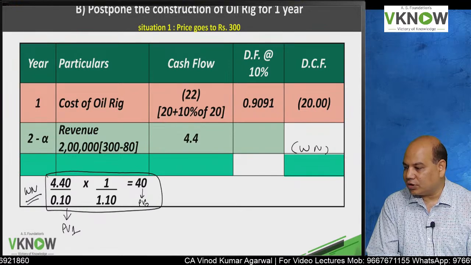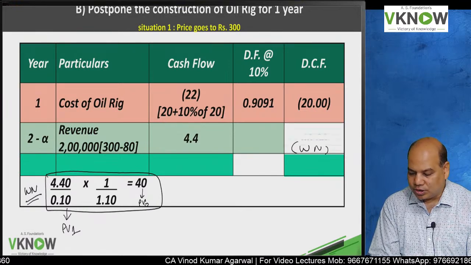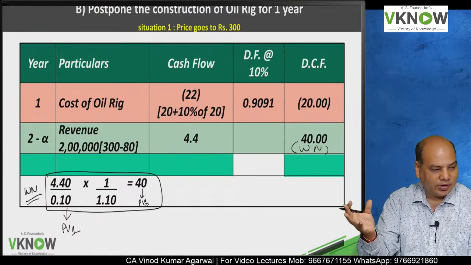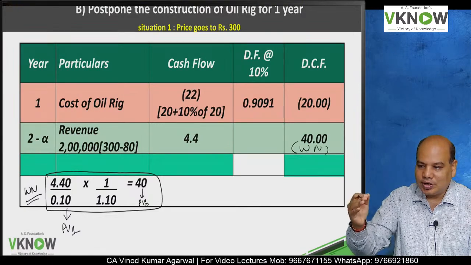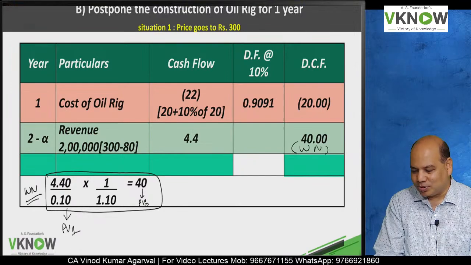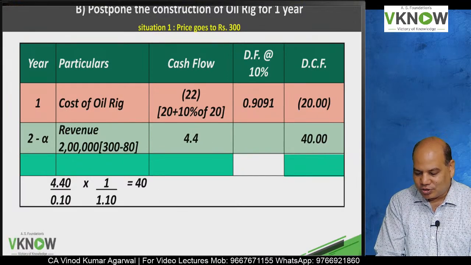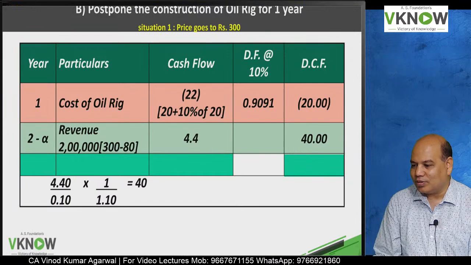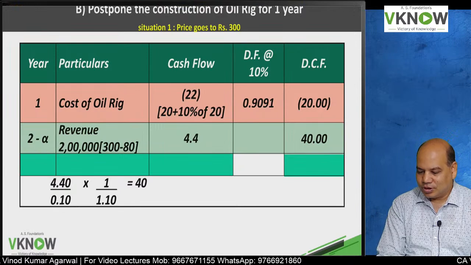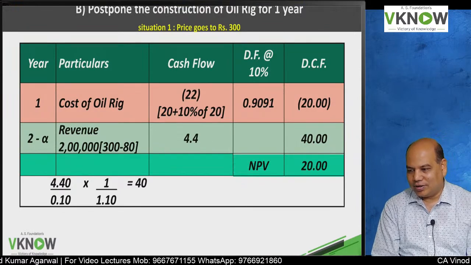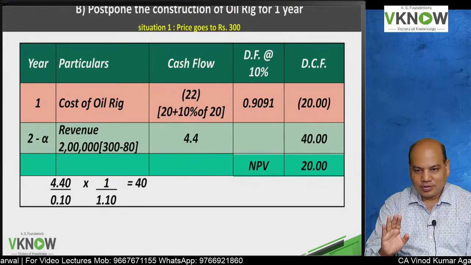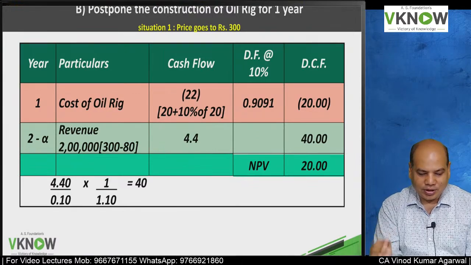Some students write 44, which somebody has done in the class today, and that is where the institute's NPV increases. Your NPV decreases, ICI's NPV increases. Okay, you are responsible for making the institute the most richest accounting body. So what is your NPV now? 20. But that is not the end of the answer. This is if the price rises to 300.